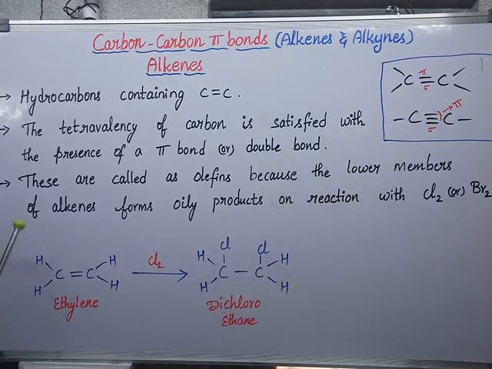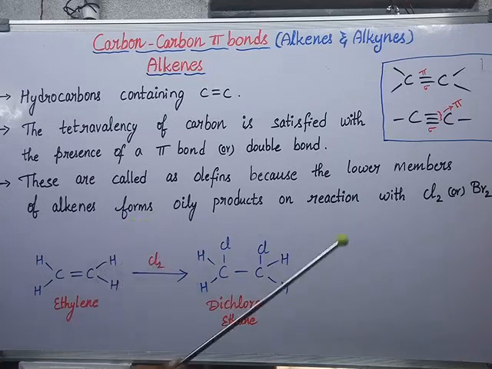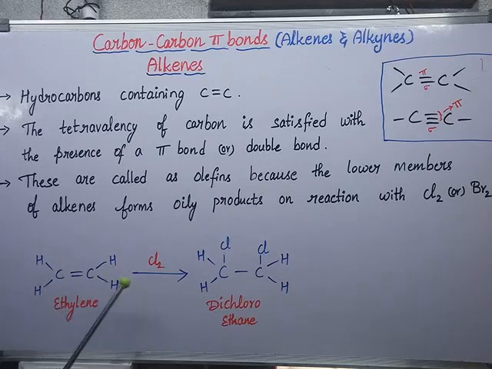Okay, so alkenes are also called olefins. You have heard many times that alkenes are called olefins. Olefins are nothing but oil-forming liquids. Whenever alkenes react with chlorine or bromine, the lower members of alkenes, those containing fewer carbons, react with chlorine and bromine to produce oily liquids. Now you can see ethylene on reaction with chlorine or bromine produces dichloroethane or dibromoethane. This is a liquid form which gives an oily appearance. Because of this oil forming, we call them olefins.